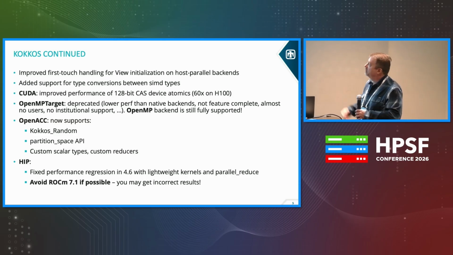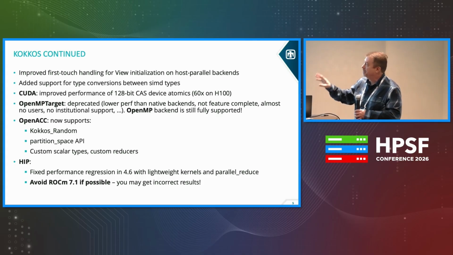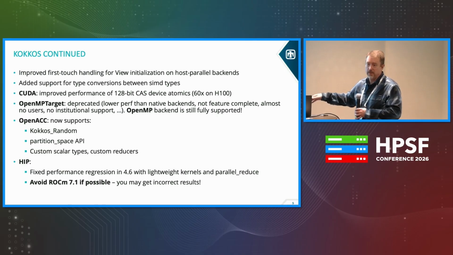They improved first touch handling for view initialization on host parallel backends. They had some type conversions for the SIMD types. For CUDA, I guess the 128-bit atomics, they got a 60x improvement on the H100s. I think an important one, I don't know of anyone using it, OpenMP Target, but that backend is now deprecated. So OpenMP still exists. OpenMP Target is a different backend than OpenMP. That's the one where they hand off through OpenMP to a device like CUDA. So nobody was really using it. The native backends were much faster, and there's just no institutional support for that. So that'll be going away.